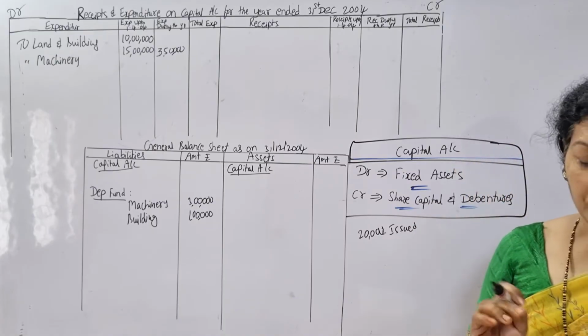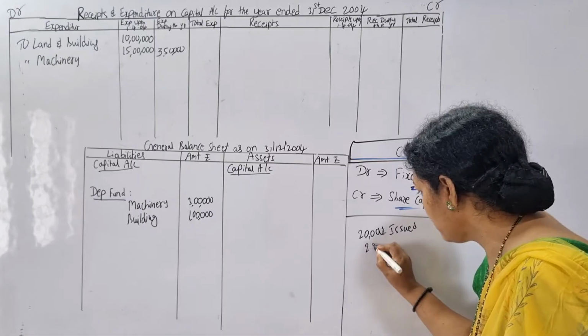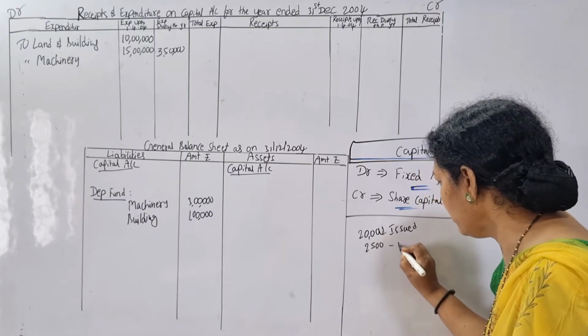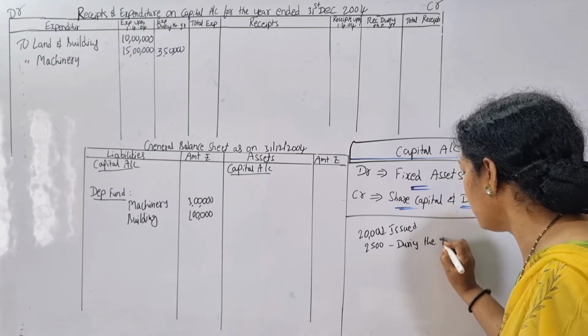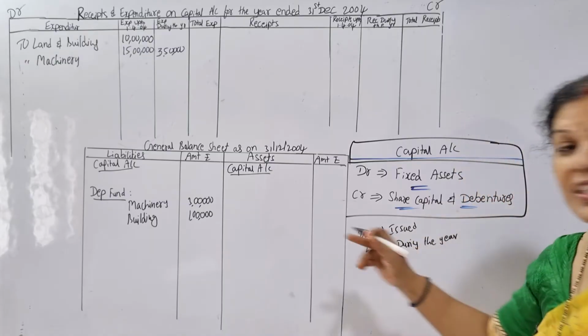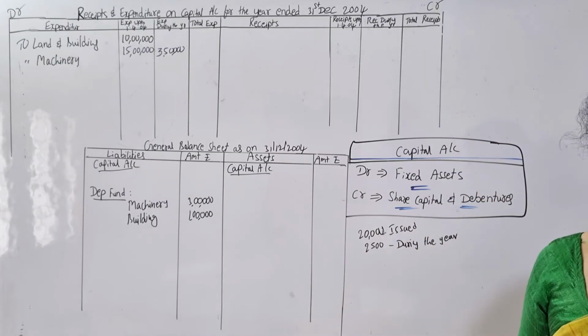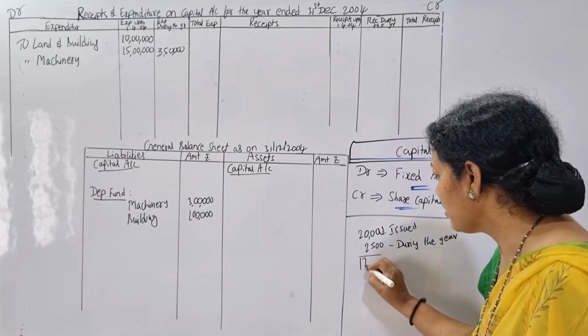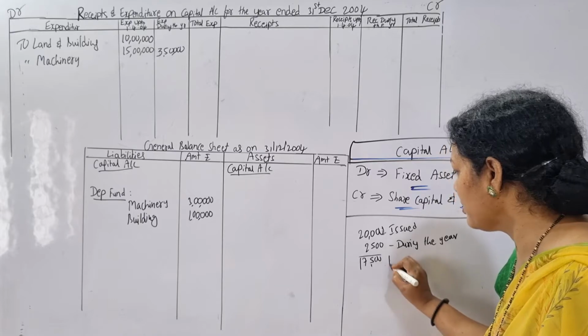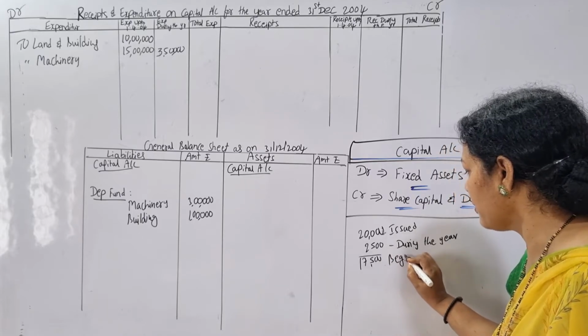2,500 equity shares issued during the year, which is included in the 20,000. So beginning of the year, how much they have issued? 17,500. This is beginning of the year.